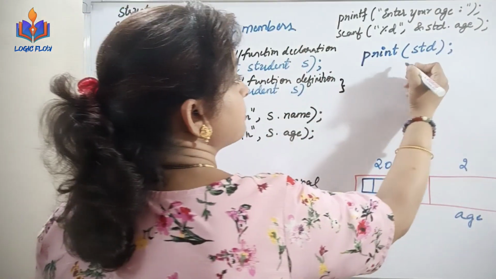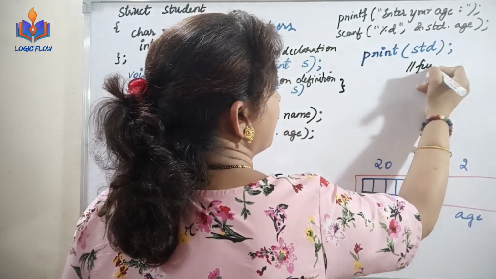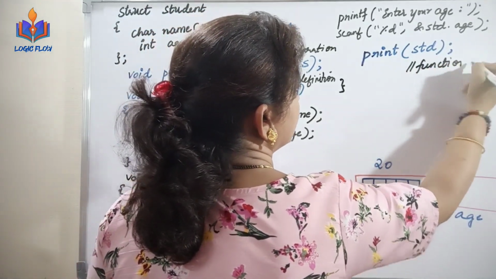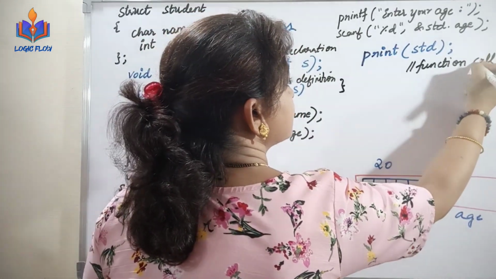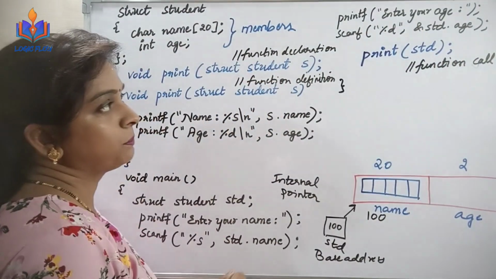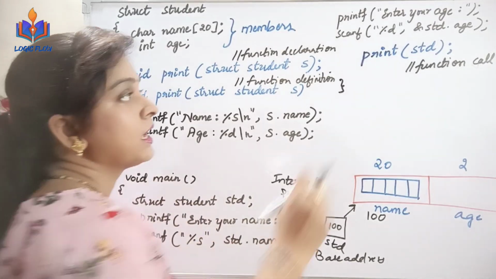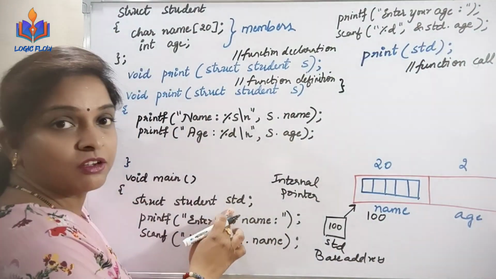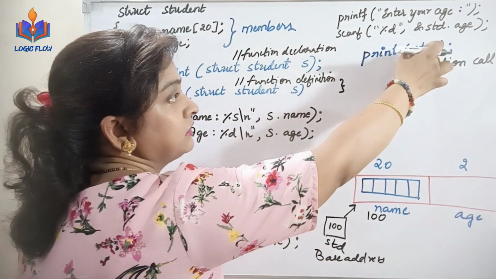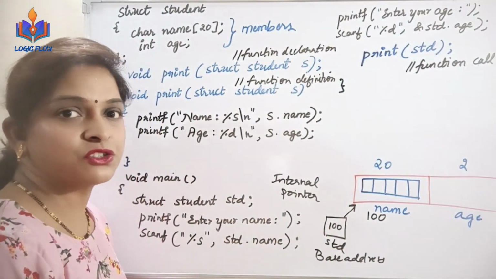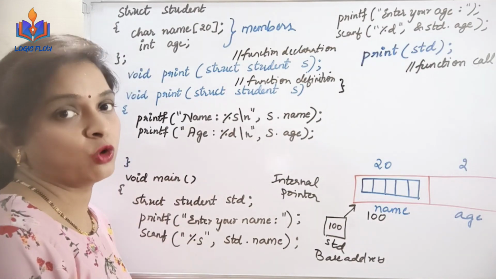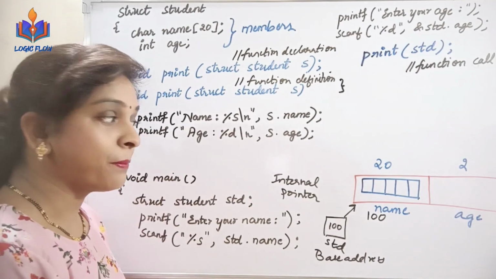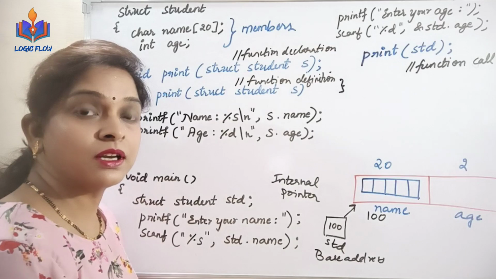Then here comes the function call. So I am calling the function print. Function call is done here. Now look at here, the argument: I am passing the structure variable. Maybe it is an internal pointer, but I am passing the actual value of the structure. Means I am passing the copy of the structure std.